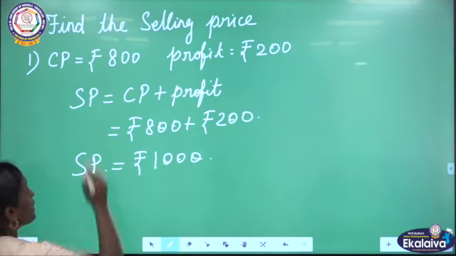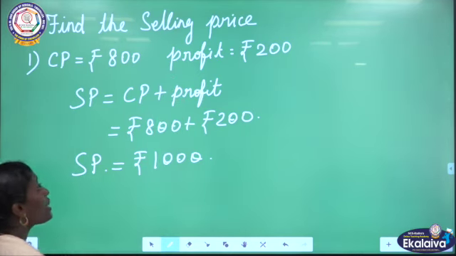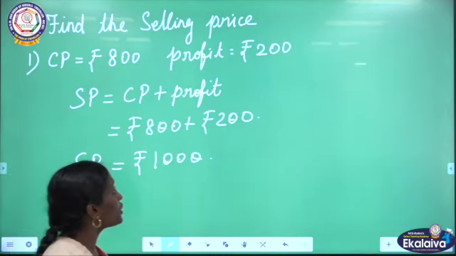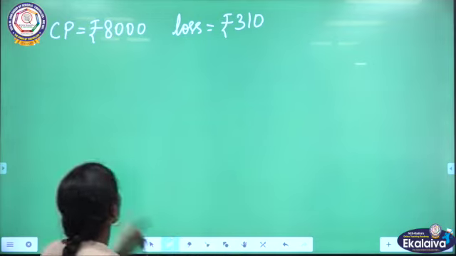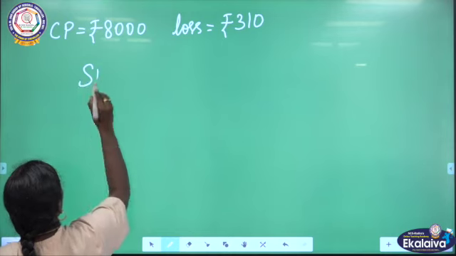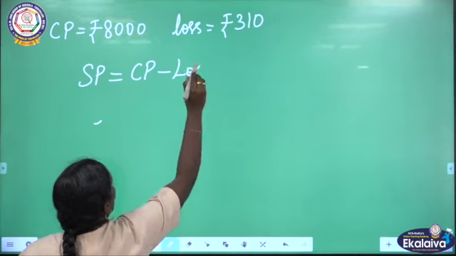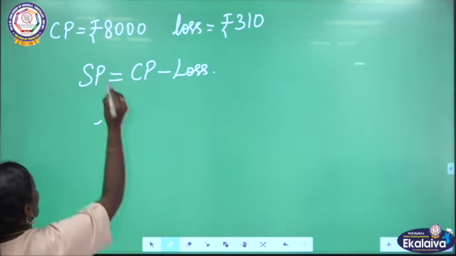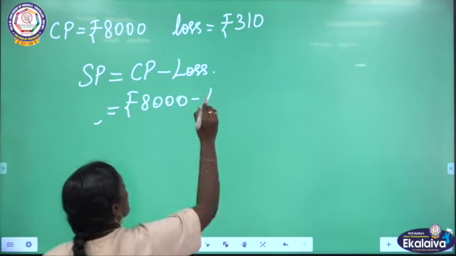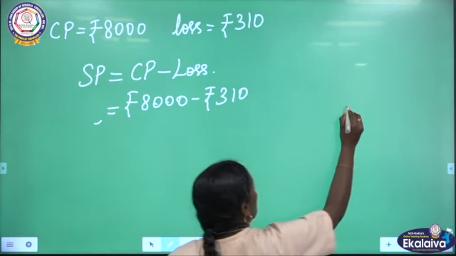Okay, to find the selling price, here cost price and profit are given, so we have to use the formula selling price is equal to cost price plus profit. So selling price is equal to 1000 rupees. See here loss is given, so cost price and loss are given, so we have to use the formula selling price is equal to cost price minus loss. Okay, so cost price is rupees 8000 minus loss rupees 310. Now we have to subtract these two.